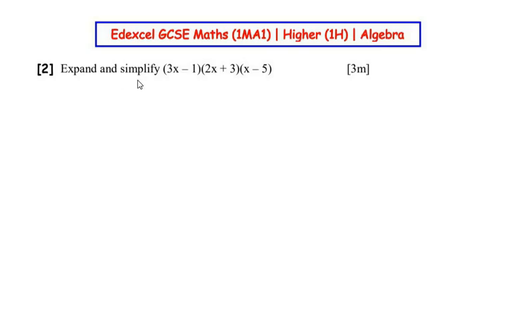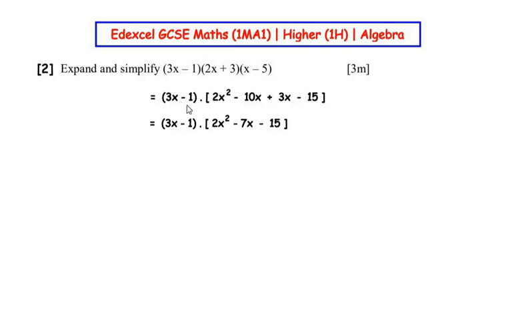Expand and simplify (3x - 1)(2x + 3)(x - 5). So let us begin by multiplying the second and the third bracket first. We have written the first bracket as it is, that is 3x - 1. Now expanding these two brackets, we get 2x times x is 2x², 2x times -5 is -10x, plus 3 times x is +3x, and plus 3 times -5 is -15.